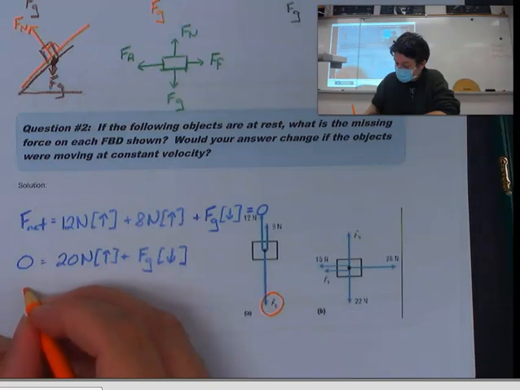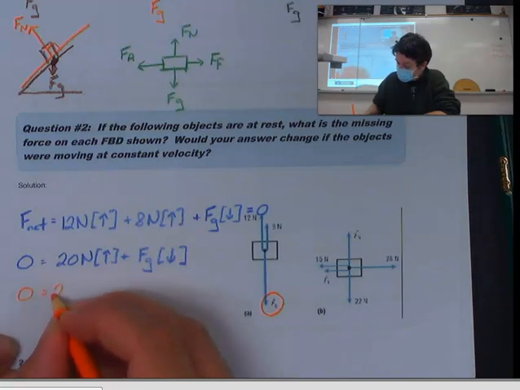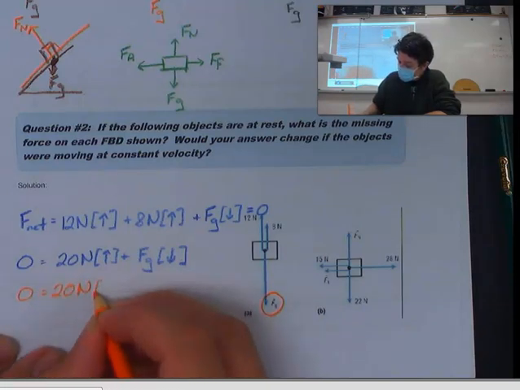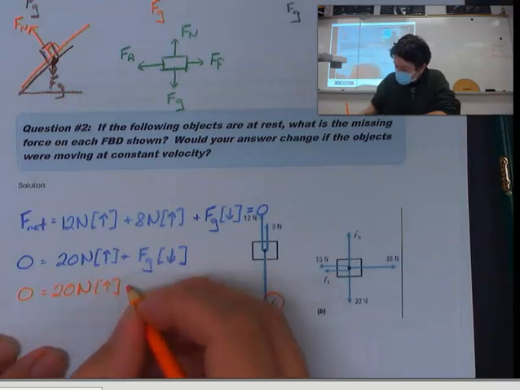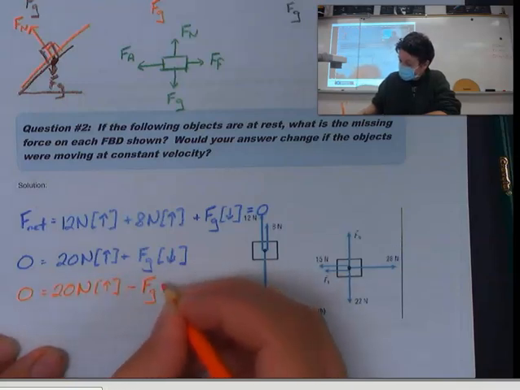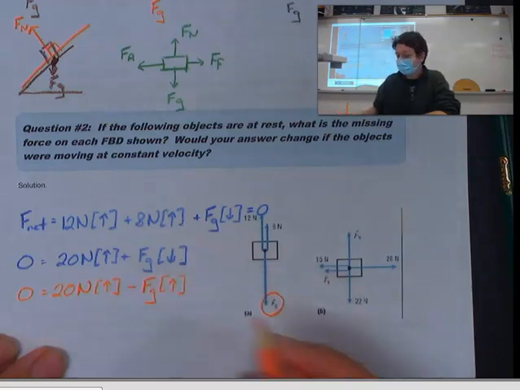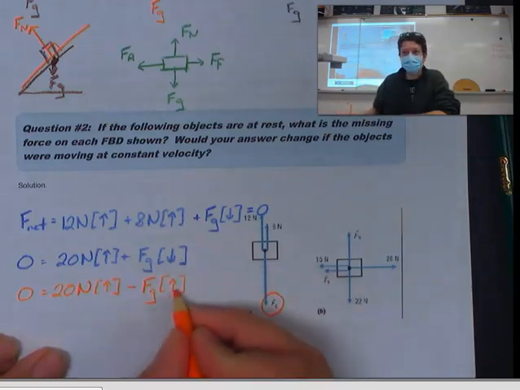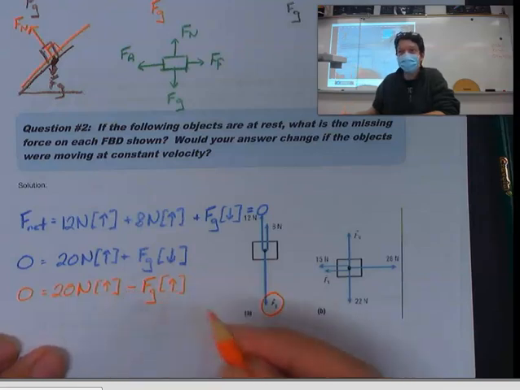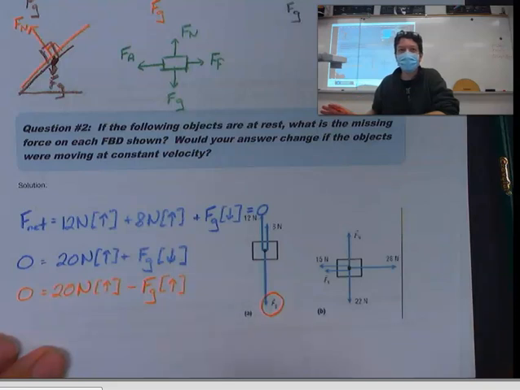So I'm going to write 0 equals 20 newtons up minus gravity up. You're not really saying that gravity is acting up in this case, because negative up is the same as positive down. So you haven't done anything weird with the laws of physics.